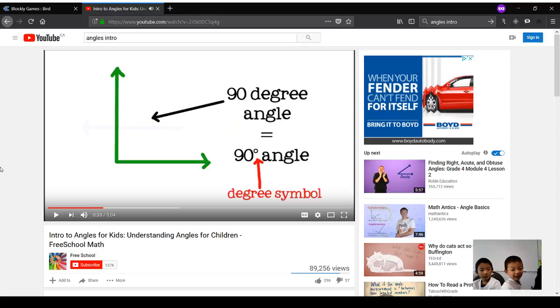So the degree is between the two lines. See the line like that? And then the angle is between them. And the angle tells you how to get from this line to the other line.